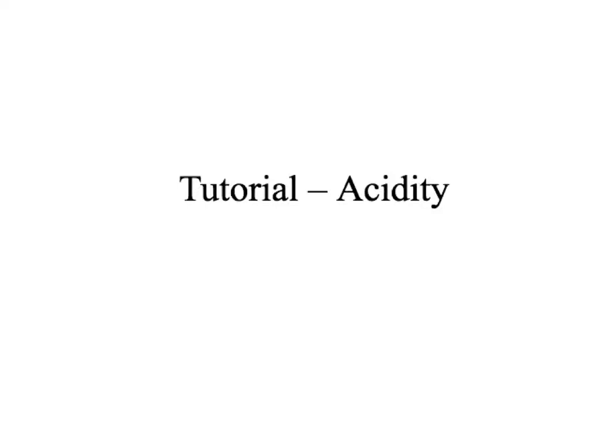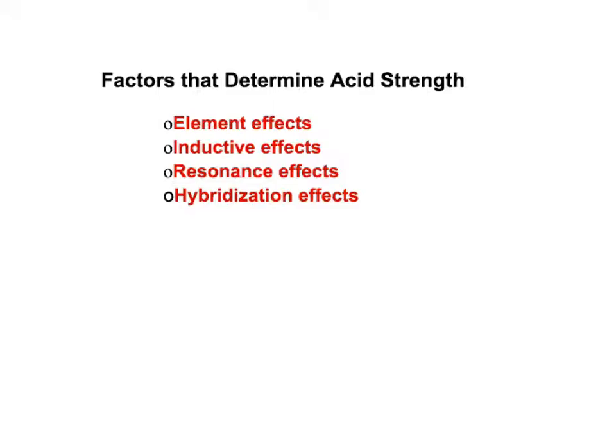In this video, we will explain the concept of acidity and how to determine which compound is more acidic when comparing two similar compounds. There are four factors that determine the acid strength. Those are element effect, inductive, resonance, and finally hybridization effects. No matter what the factor is, the same procedure is always followed.